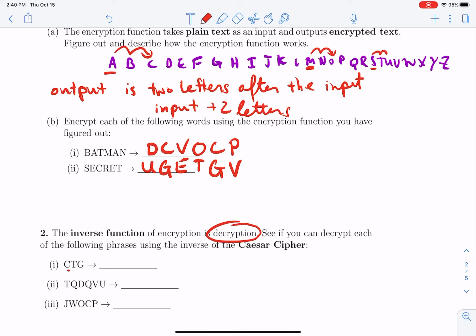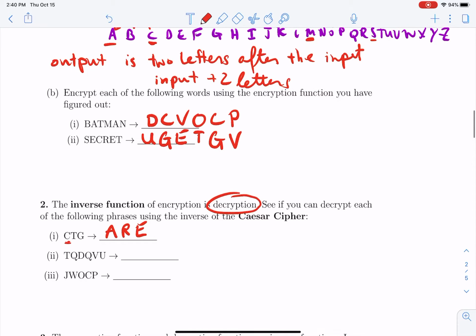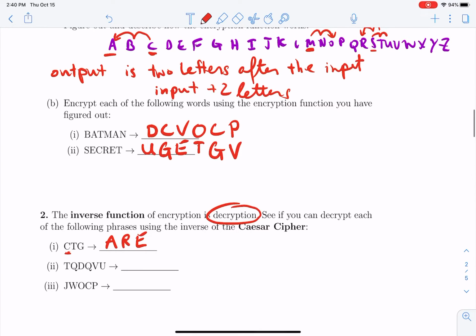So that means if I were to start at C, or I ended up something encrypted at C, to decrypt, I go back 2 letters. So I would go to A. So at T, I would go back 2 letters to R. At G, I would go back 2 letters to E. Okay, so for the next one, T, I go back 2 letters. We already know that's R. Q, I go back 2 letters to O.